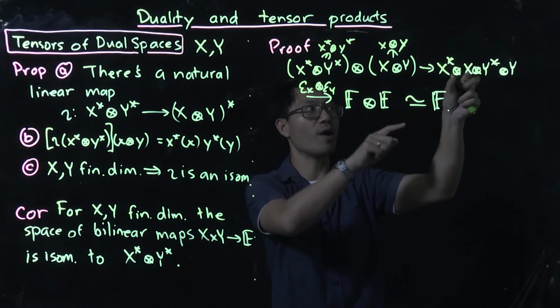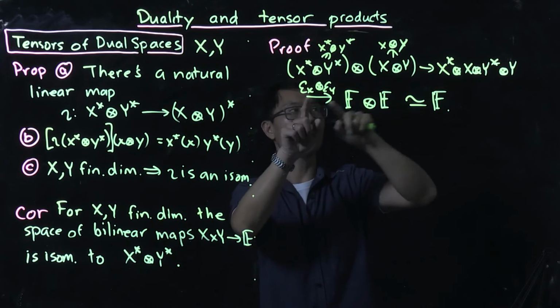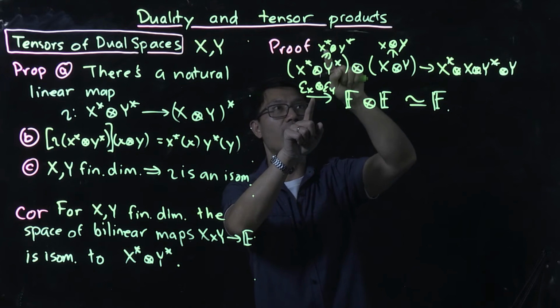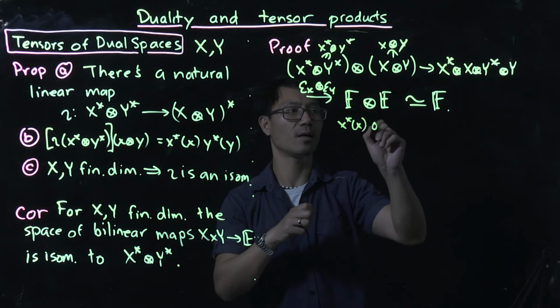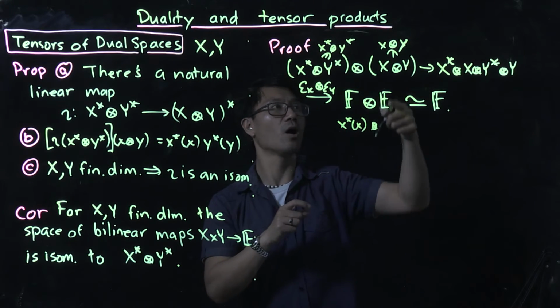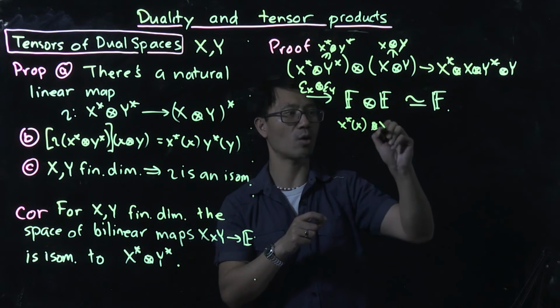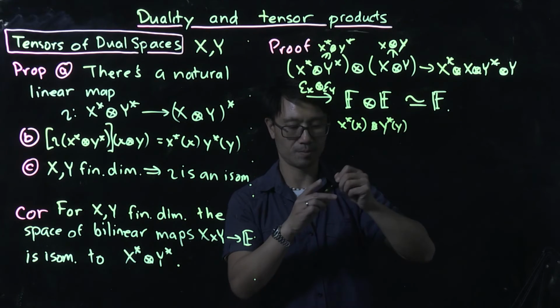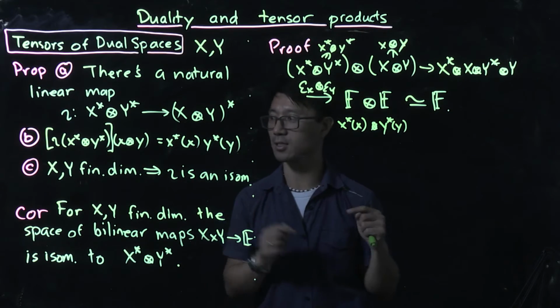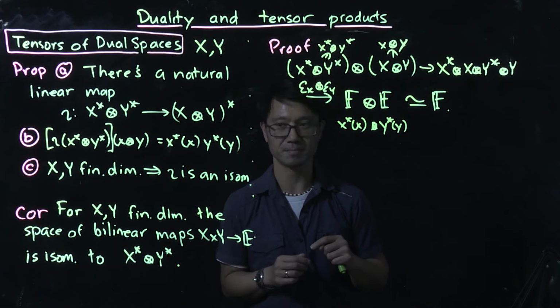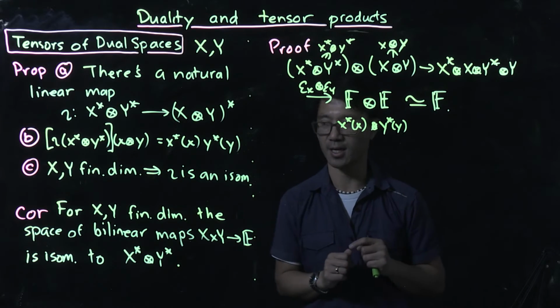So you can swap these around. That's what we did here. And then you apply epsilon X, which means you get X star of X. So you've got X star of X here, tensor, and over here, when you do the other contraction, you get Y star of Y. And then you have to look at the isomorphism here, and the isomorphism here is just the product. So that gives you part B of this proposition here.